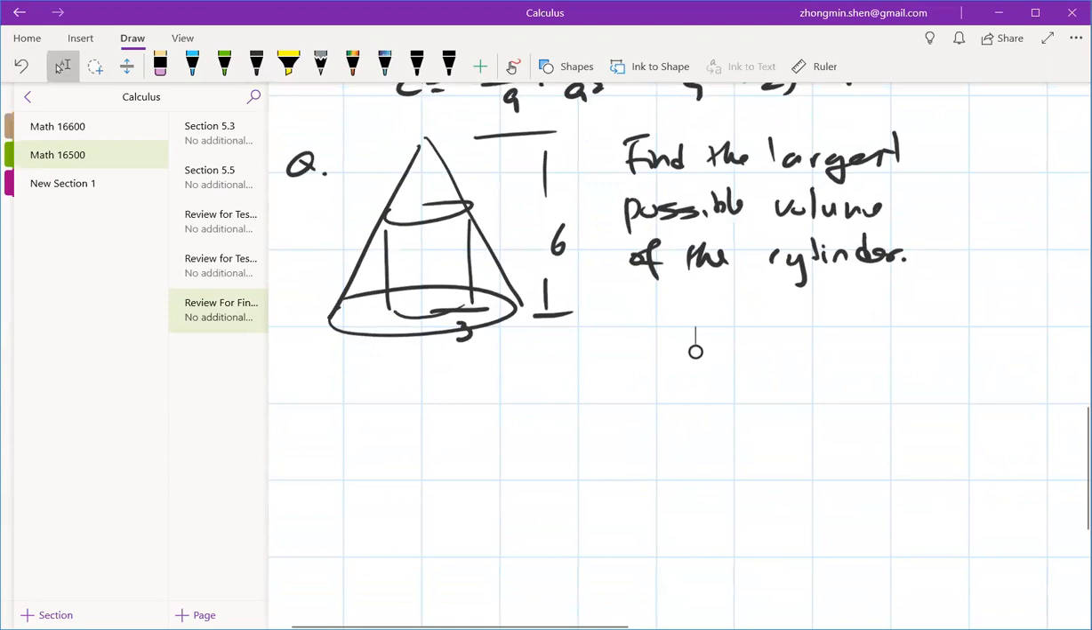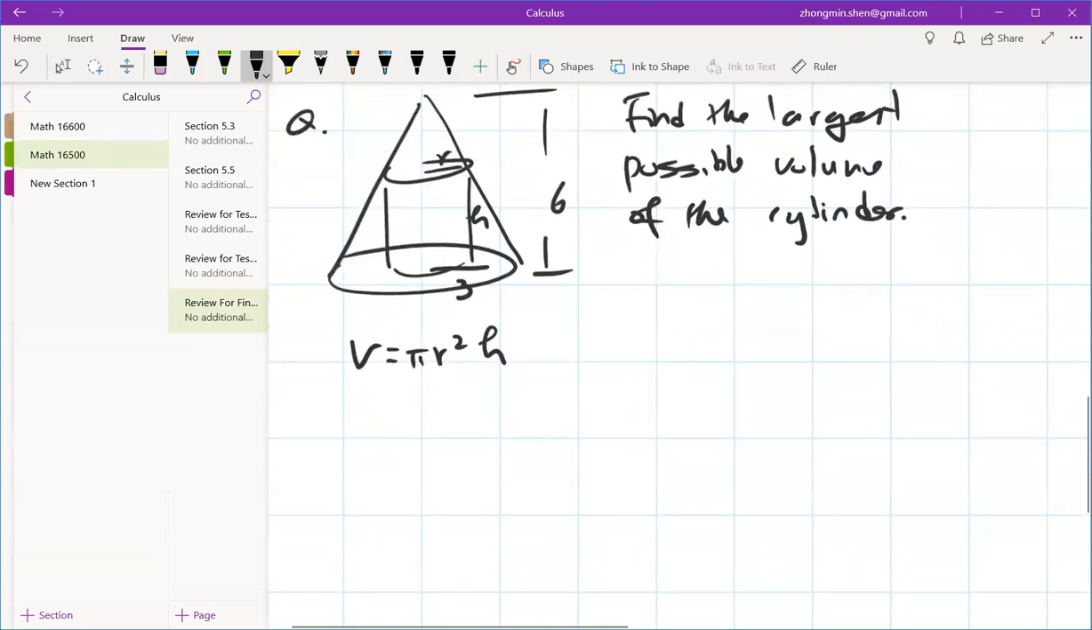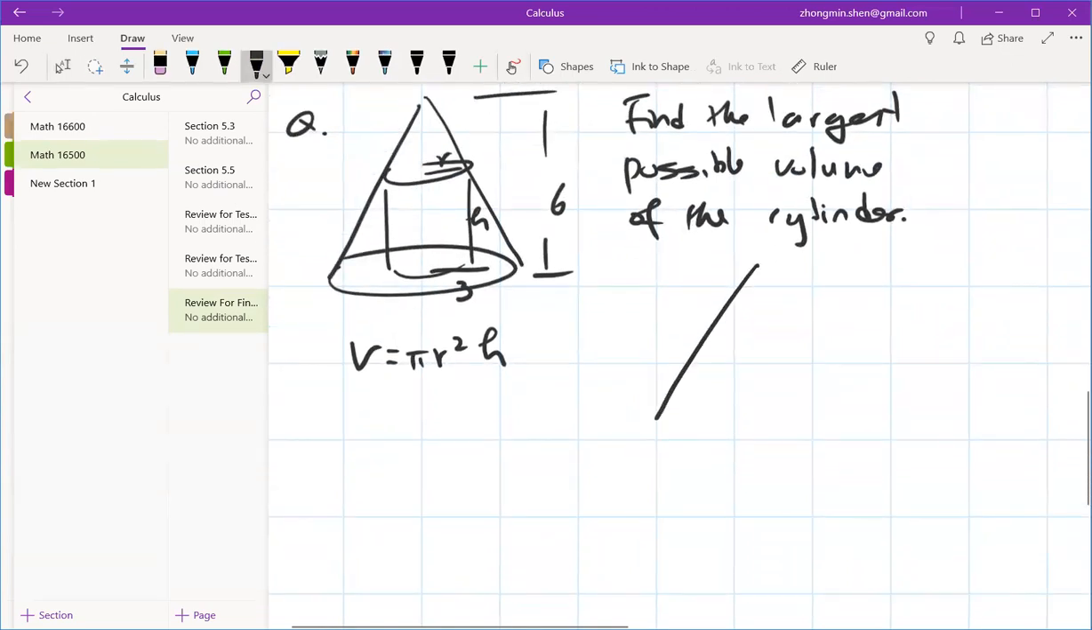The cone is fixed, right? So how do you find the volume of a cylinder? If the cylinder has radius r and height h, the volume of the cylinder is pi r squared h. No choice, right? If there's no restriction on r and h, then this can be as large as possible. So r and h are related. How can I relate them? Well, look at this cross section.